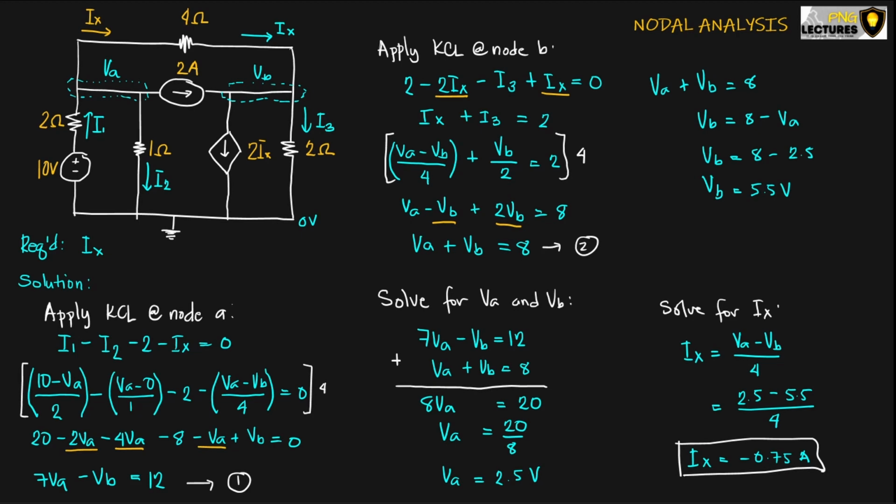So let's recap. In order for you to analyze a circuit using nodal analysis, the first step is for you to identify your reference node and label your node voltages. Then apply KCL at the respective non-reference nodes, and then express those KCL equations in terms of node voltages, and then use algebra to solve for node voltages. And then once that is done, you can now solve for your branch circuit currents or branch circuit voltage or power, whichever the problem requires.